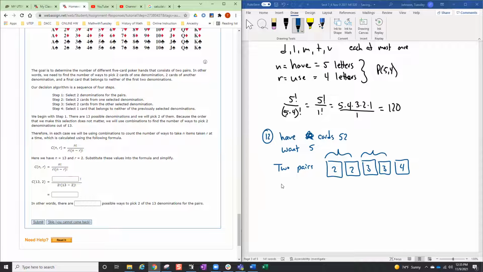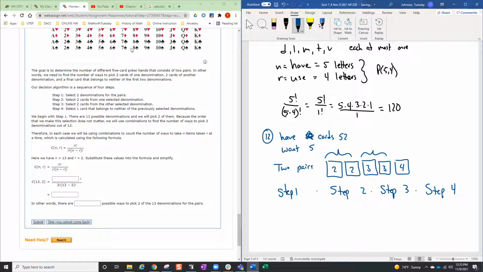So our decision algorithm has 4 steps. Remember, with each step, since it's a sequence of steps, we're going to multiply the outcomes of each of these steps. So I'm going to put step 1, step 2, step 3, and step 4. Okay, we begin with step 1. Select 2 denominations for the pairs.